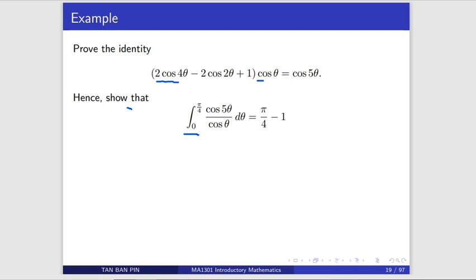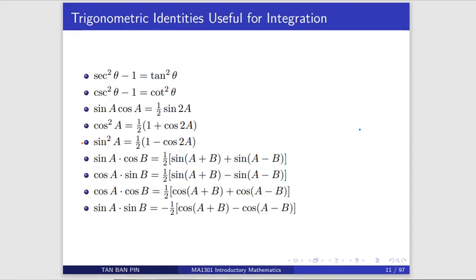And there's a cosine term here, right? So you can actually expand it out as 2 cosine 4 theta cosine theta minus 2 cosine 2 theta cosine theta plus cosine theta. And after that, we shall use an identity to change it. We'll be using this one.